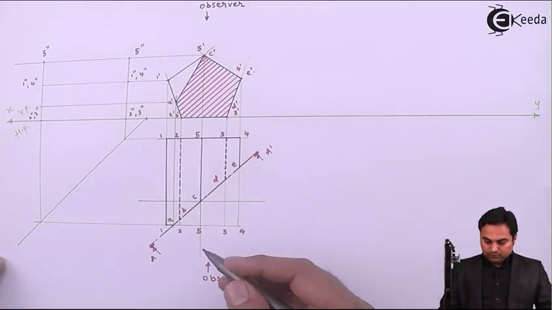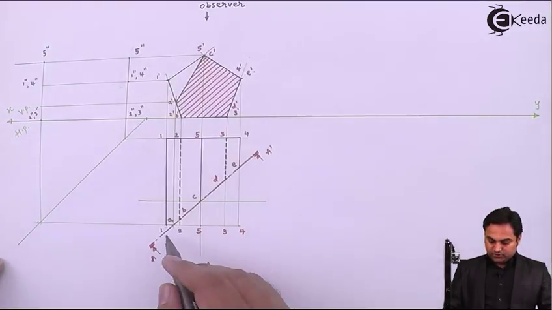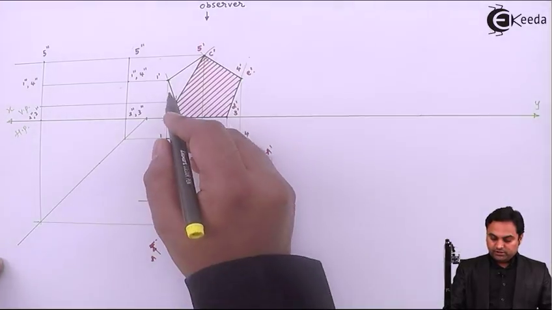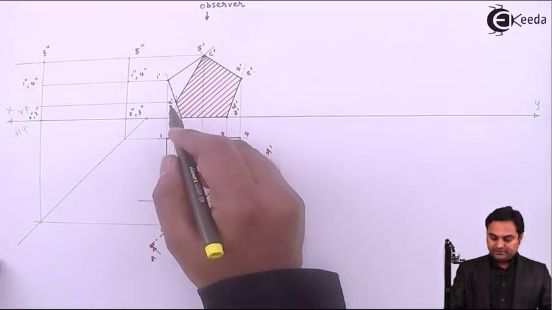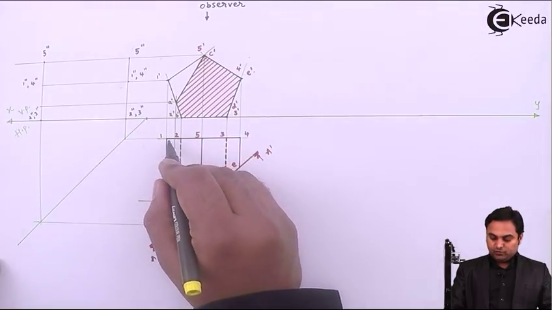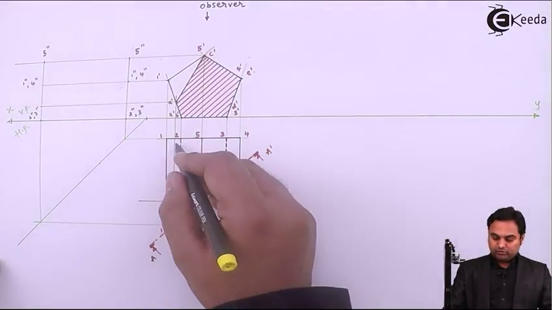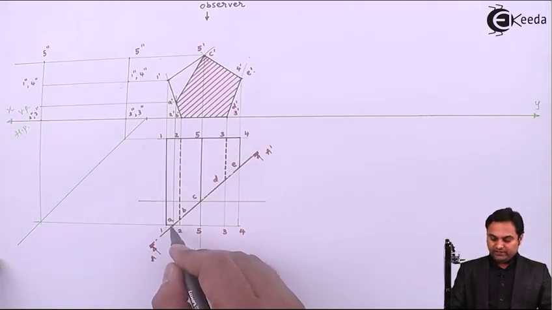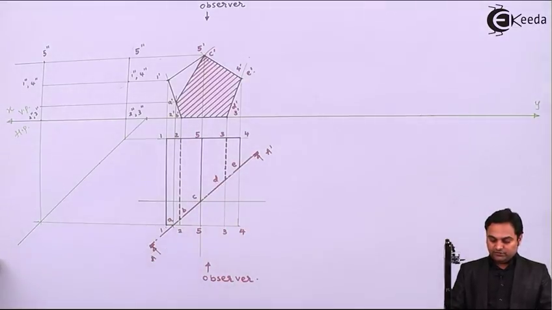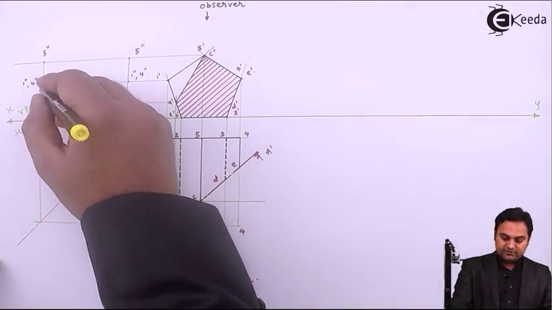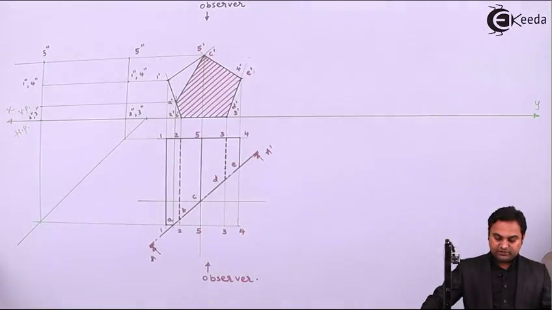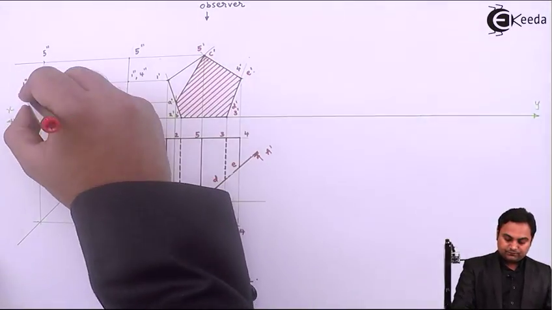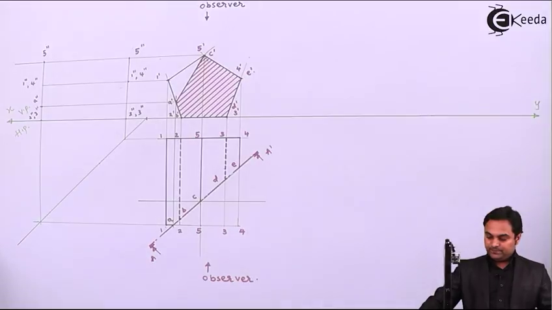Then point A is on this edge, which is close to the observer, as we see here. Here we have 1 dash 2 dash in the front view, over that we have point A dash. Similarly in the top view, 1 to 2 is there on both the sides, so we have to take the edge which is closer to the observer. So this edge will be here, which is closer to the observer, so this will be point A double dash for us. Here we have A double dash.